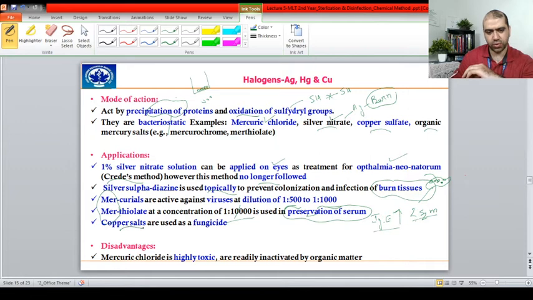Another is copper salts. They are used as fungicide. It means copper salts are particularly used for killing fungal infections on the skin. The disadvantages of mercury chloride: it is highly toxic to us, human beings, and it can be readily inactivated by organic matter.